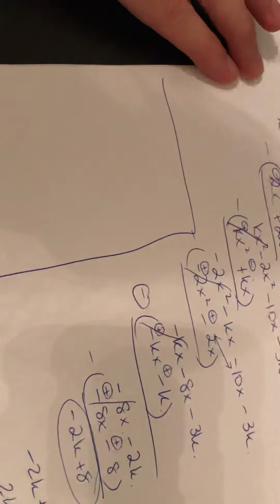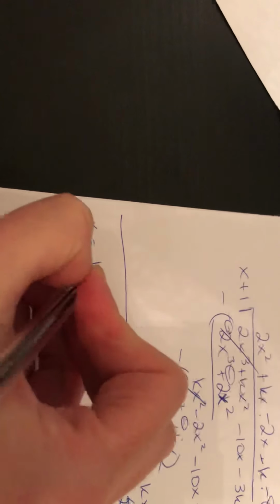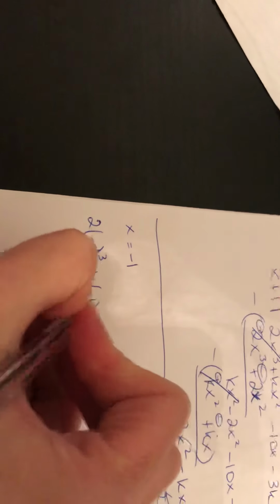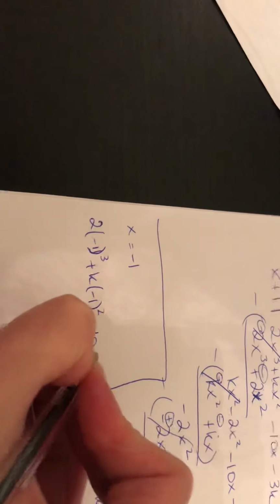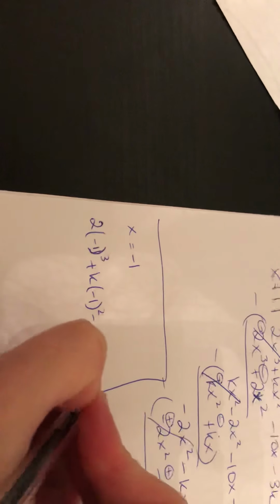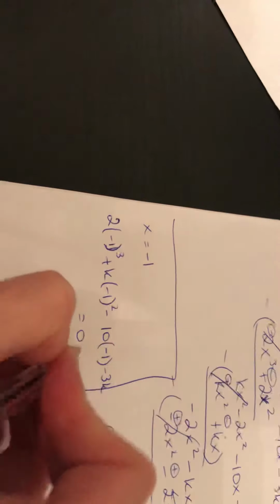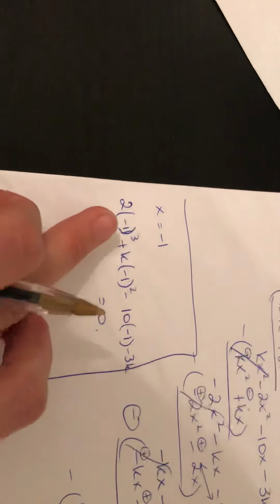Now, I'm going to do it a different way. If x plus 1 is a factor, then we automatically know that x equals minus 1 is a root. What can I do with a root? I can sub it in. And what will it be equal to? It'll be equal to 0. So I need to work this out.